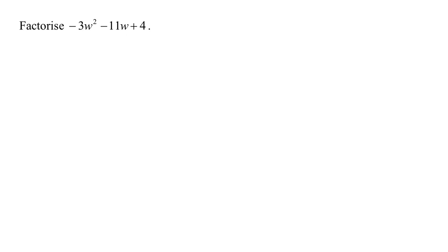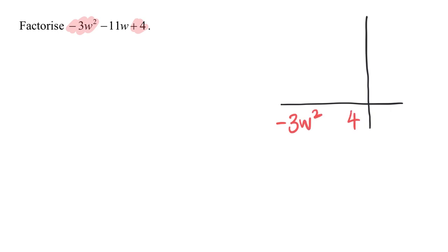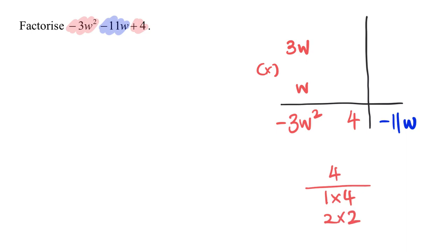Hello everyone, welcome to this video where we are required to factorize negative 3w squared minus 11w plus 4. I will rely on my cross chart method for this. There will be negative 3w squared and positive 4. And after that, I will have my negative 11w here. And later on, then I consider the negative sign. But I do know 3w multiplied by w will give me 3w squared. As for 4, I have 1 times 4 and 2 times 2. And I must somehow choose the pair that will give me 11.